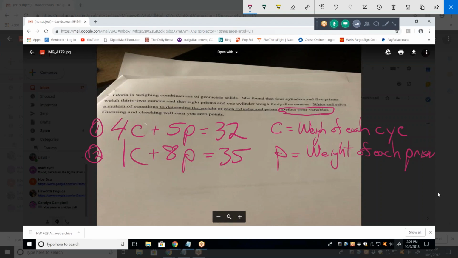Would you use elimination? Yeah, whenever both equations are in standard format, like this, elimination, I always use it. You don't have to. You could use substitution, but then you'd have to algebraically manipulate one of the equations and then use substitution. So elimination just ends up being the easiest. So how are we going to eliminate one of these variables?